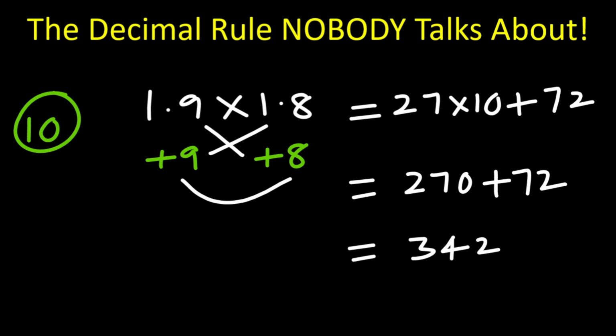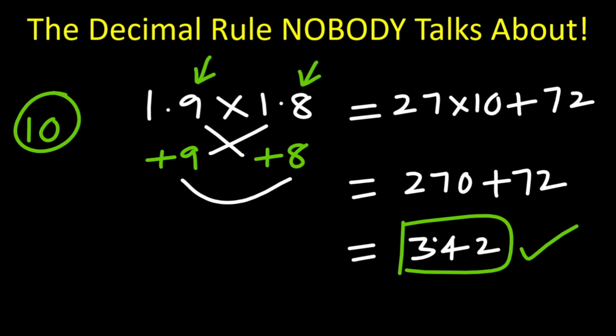Now what is the answer? We need to put the decimal point here. As you can see in the question, 1.9, after the decimal there is one digit. Here also the same, after the decimal there is one digit. So basically, we put the decimal after two digits from the right. So which means the answer is what? 3.42, right? So when you multiply 1.9 and 1.8, the answer is 3.42.